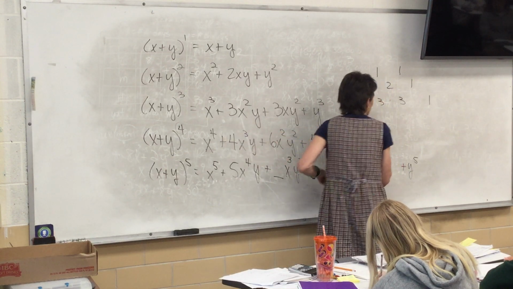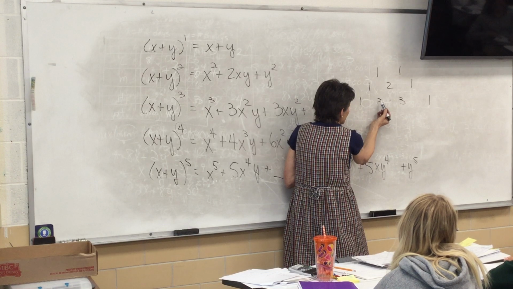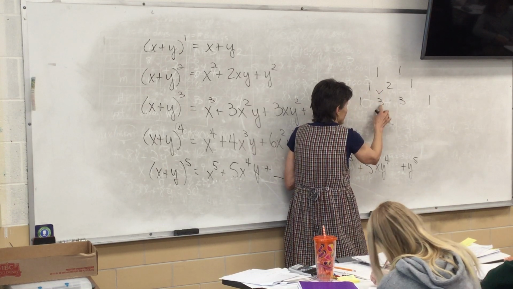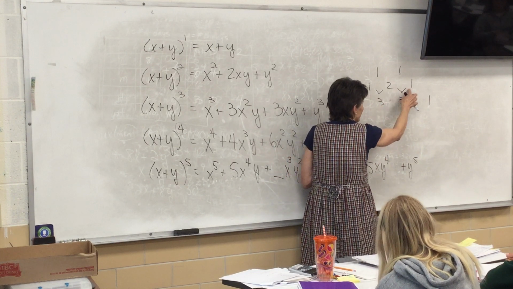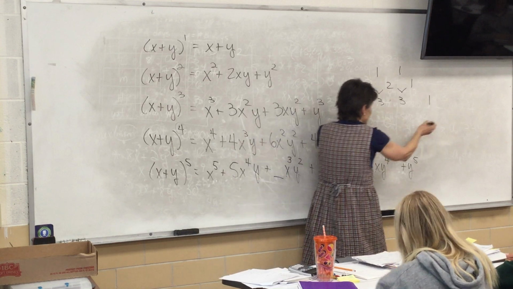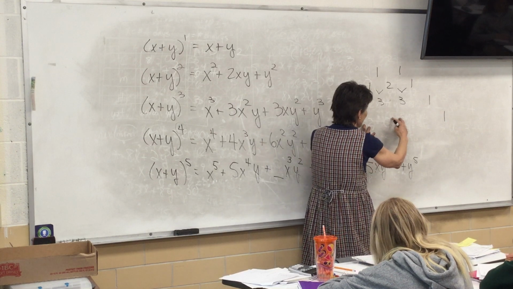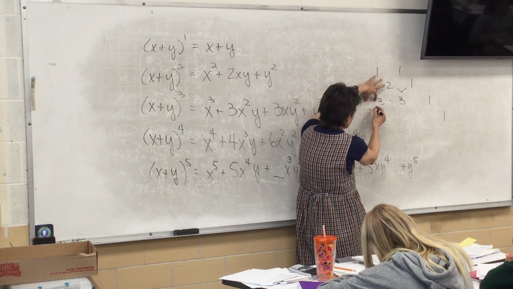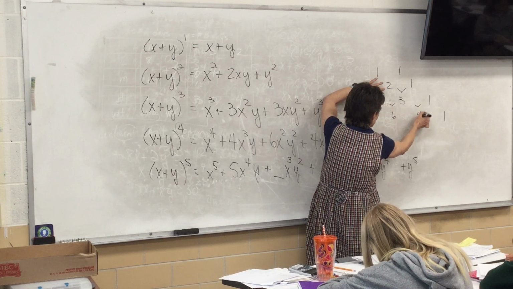Now I want you to notice something. Let's just look at this 3 right here. This 3 is the sum of the 1 and the 2. This 3 is the sum of that 1 and 2. So I'm going to put a 1 on each end, and then every number in the middle is going to be the sum of the 2 above it. So this is a 4, this is a 6, and this is a 4.